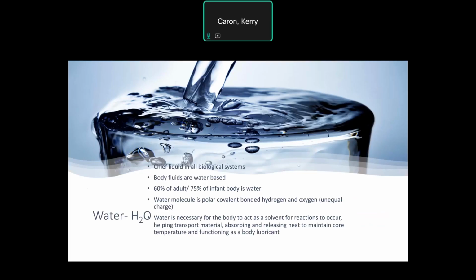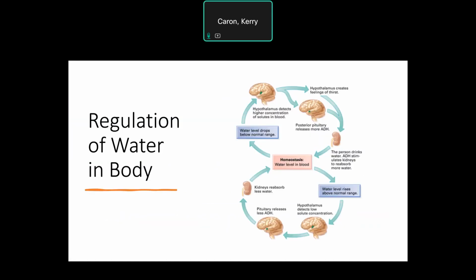That's your take-home message. Water is necessary because we need it to act as a solvent for reactions to happen, transportation of material, absorbing and releasing heat, and functioning in the body as a lubricant. We won't get too much into this right now, but the body's regulation of the amount of water in our body is one of those homeostatic processes.